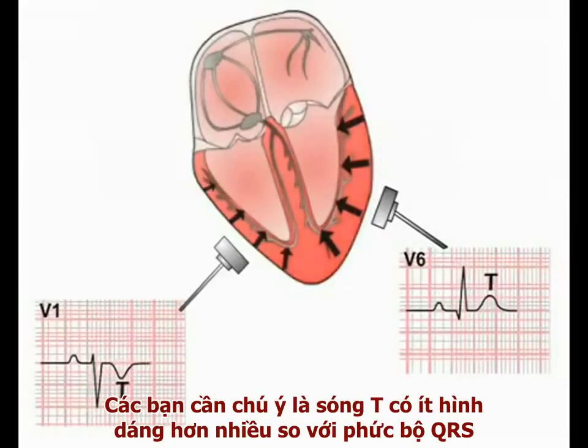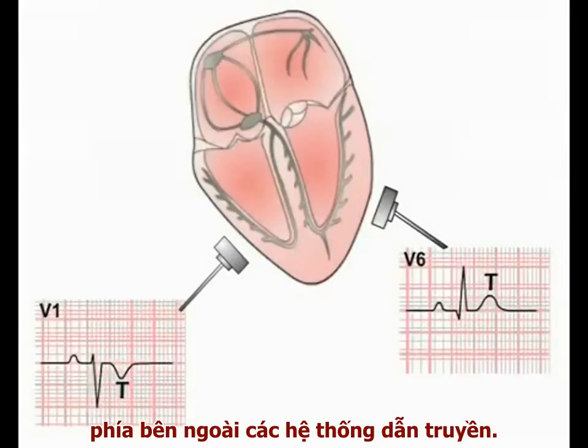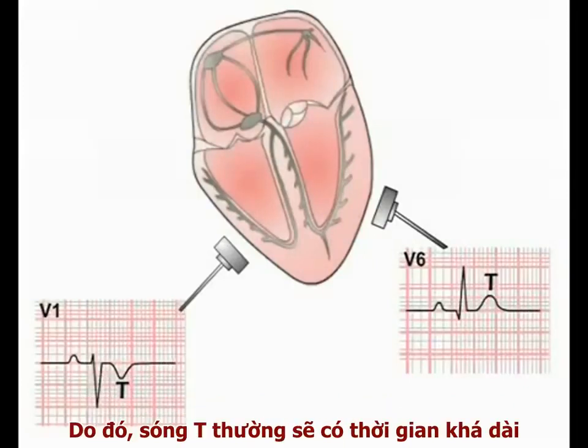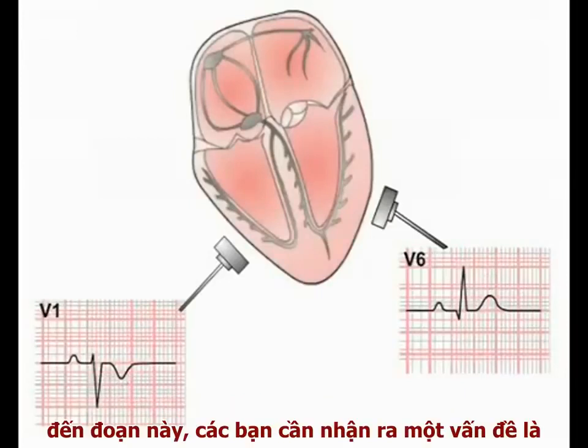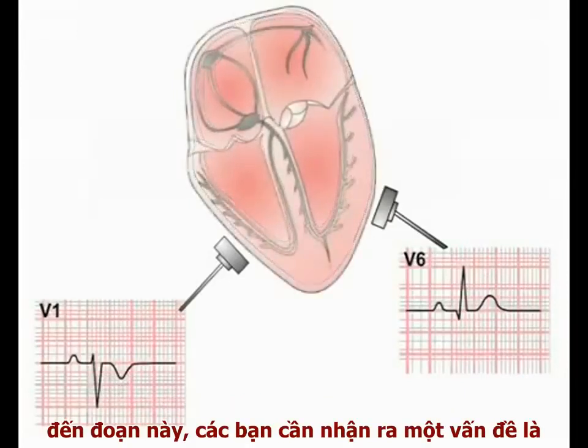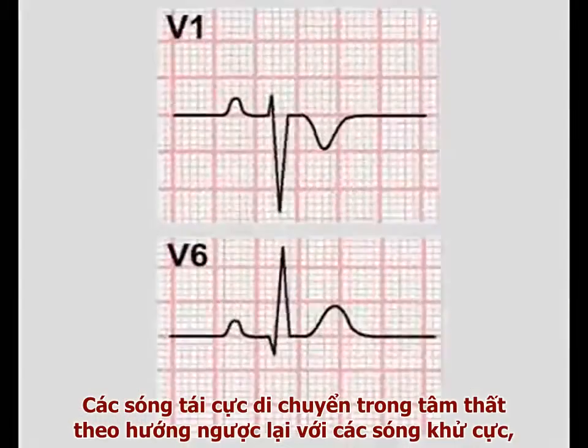Note that the T wave has a very different morphology to the QRS complex. Cardiac repolarization spreads relatively slowly through the muscle mass outside the conducting system. Hence, the T wave is considerably longer in duration and therefore broader on the ECG paper compared to the QRS complex.